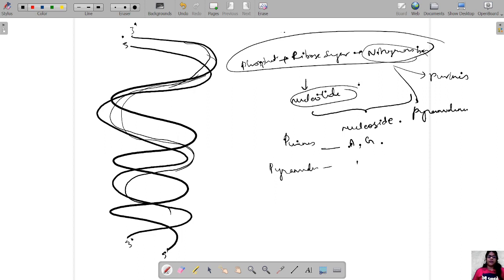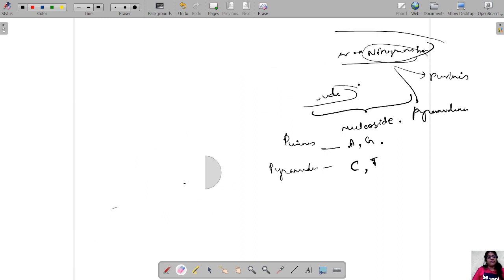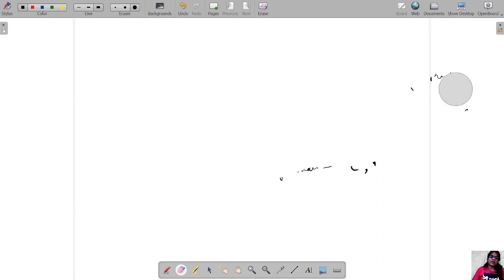Cytosine and thymine in DNA are called pyrimidines, and uracil is present in RNA. I don't want to talk about that now. I am mainly concentrating on DNA. Now let's start with the structure of the nucleotides, purines and pyrimidines. How are they arranged, and what does the structure resemble?